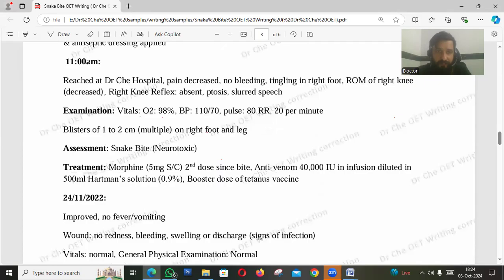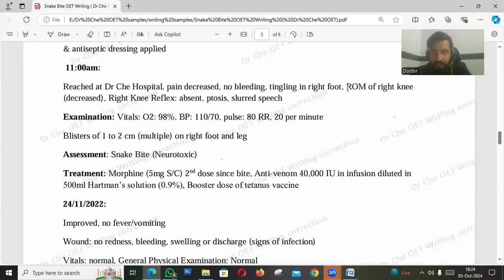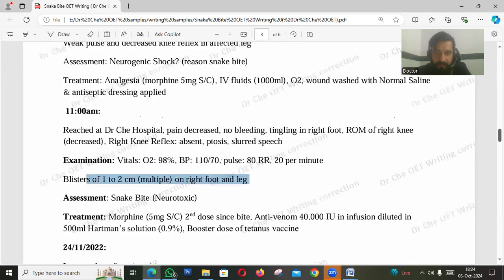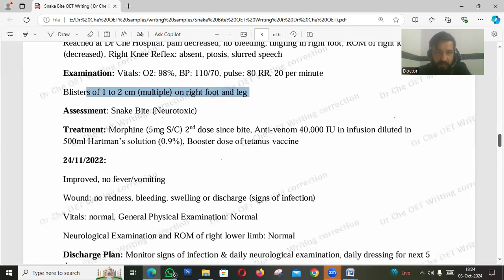Then after half an hour, the patient reached this hospital. The pain was decreased. There was no bleeding. There was tingling in the right foot. Range of motion, ROM, of the right knee was decreased. Right knee reflex was absent and there was ptosis and slurred speech. This is the examination at that time. There were blisters on the right foot and leg.